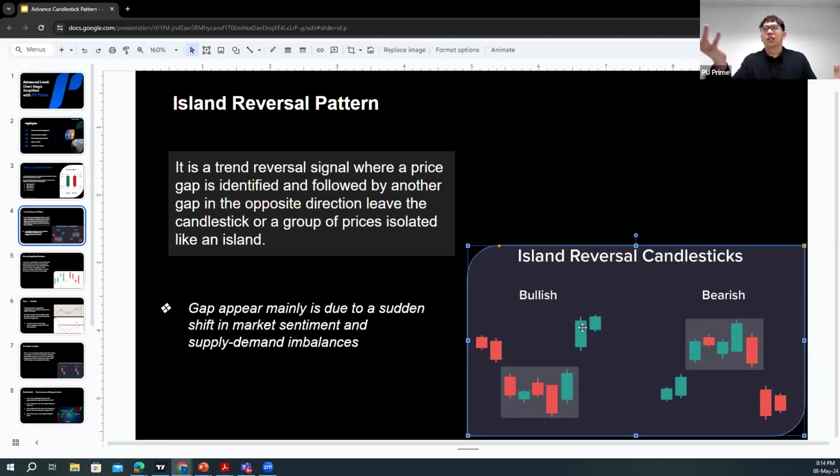This is what we call the island reversal pattern. So this is a trend reversal signal. Remember, a trend reversal signal just tells you that maybe there's a chance for a reversal. You can catch from the bottom to the top, or the top to the bottom.